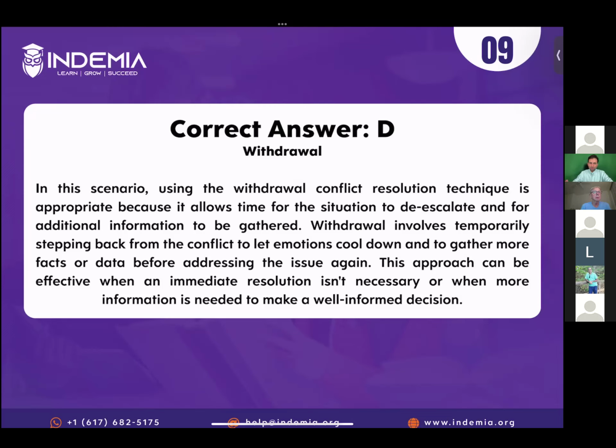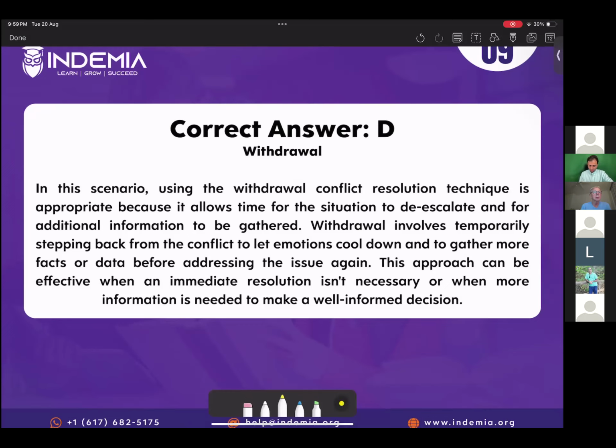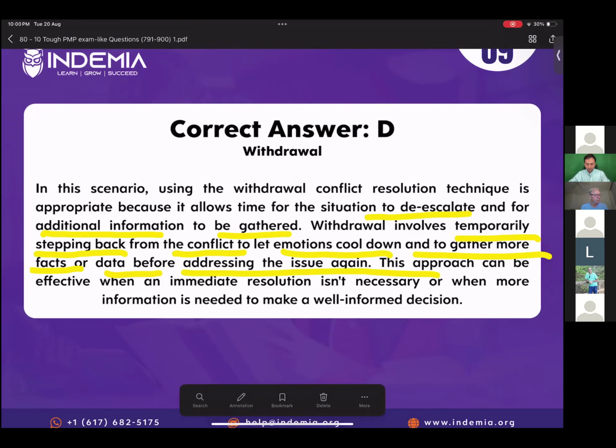So it's appropriate because it allows time for the situation to de-escalate and for additional information to be gathered, right? So withdrawal involves temporarily stepping back from the conflict to let emotions cool down and to gather more facts or data before addressing the issue again, right? Next question.